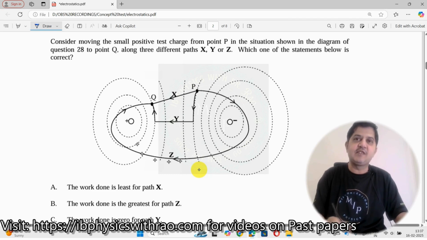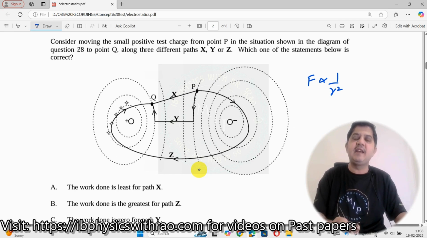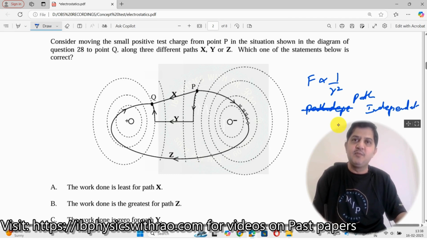Now you know the electrostatic field is nothing but a central force field, which means what? It does not depend upon the direction first, and secondly, the force is proportional to 1 by r square. It does not depend upon cos theta, sin theta, nothing. And when force is dependent on 1 by r square, you can move the charge in any direction. We call such forces path independent forces. What do you mean by path independent forces? Either you move like this, or like this, or like this, the work done is seen to be the same.